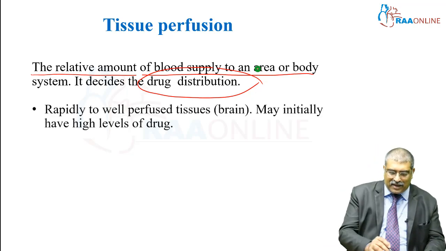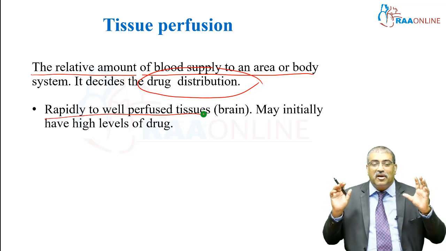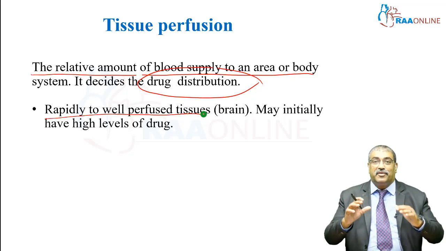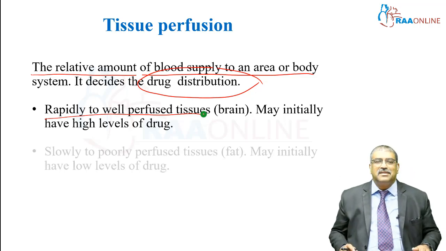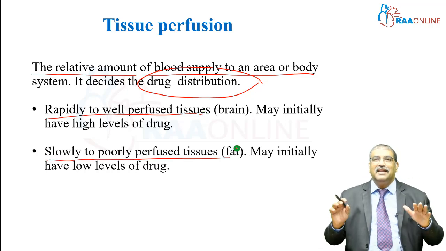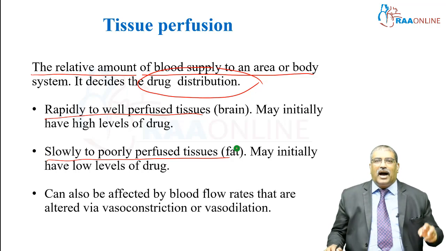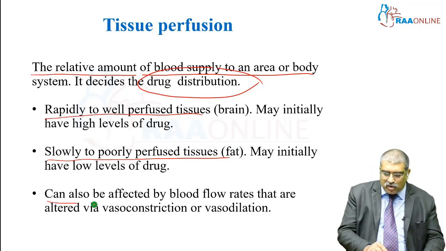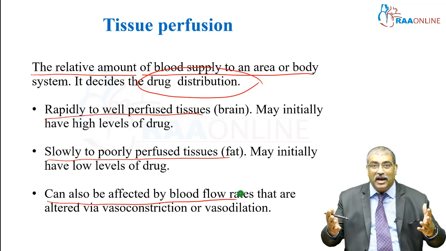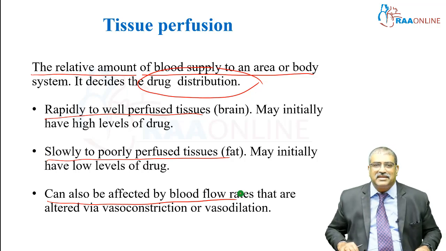It can be a rapidly, well perfused tissue like the brain and heart. Here, because of its rapid and good perfusion, there will be a high level of drug in the initial period. Some tissues can be slowly or poorly perfused, like the fat. Here, there is going to be an initially low level of drug. And perfusion can also be affected by the blood flow rate. For example, if it is vasodilated, the flow can be high, and if vasoconstricted, blood flow can be reduced drastically.